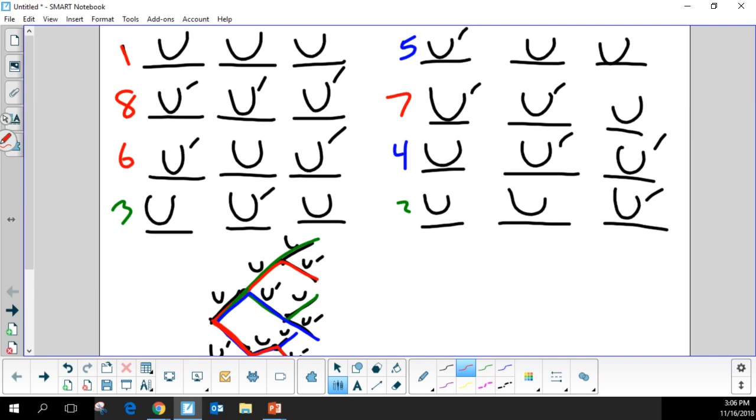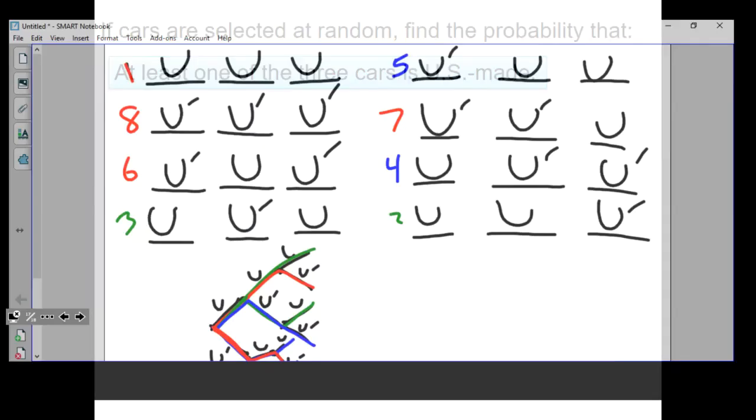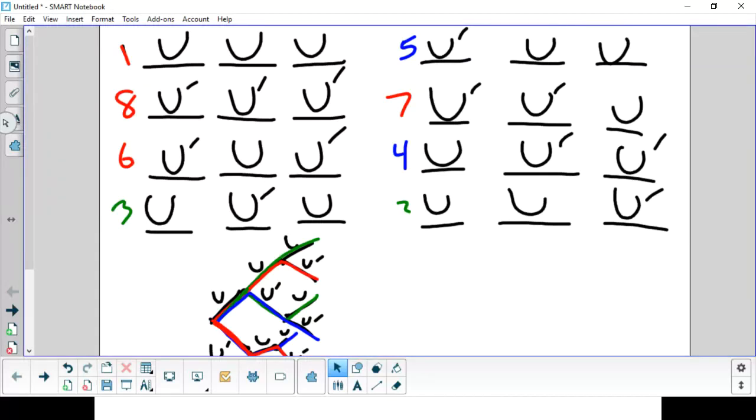So we have all our branches. Now our question was, at least one of the 3 cars is made in the US. At least one is made in the US. Well, that would give us, we could look at these.